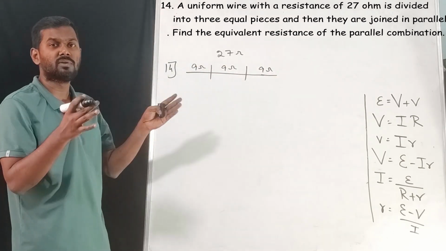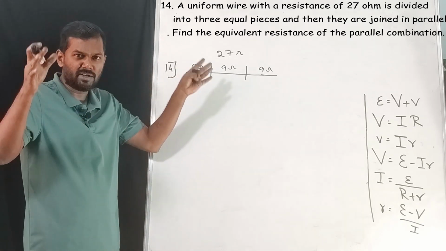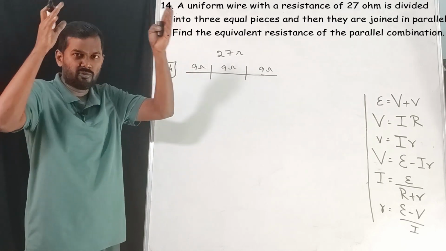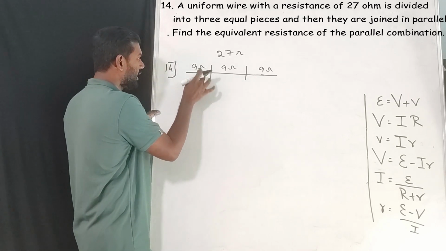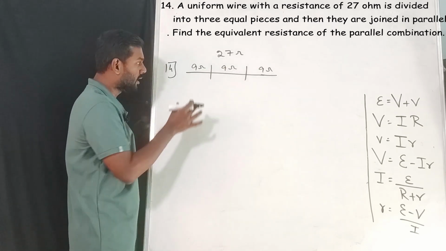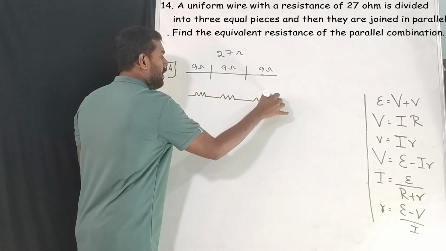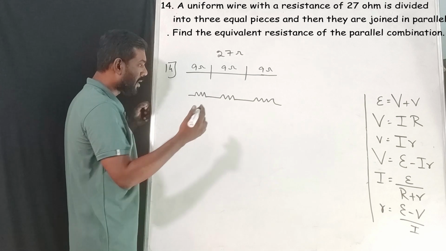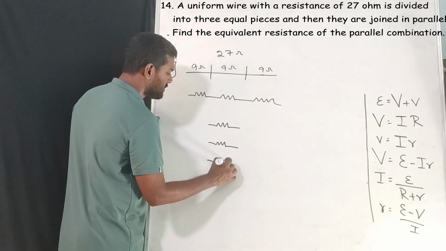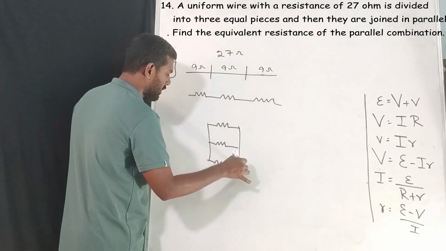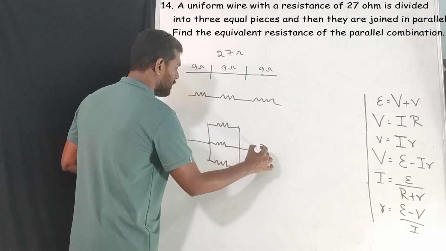Why am I dividing it into equal values? Because in series it will get added once you divide the piece. On a single wire, if you divide the piece, the resistance also will divide equally. Now they are telling to make this combination as parallel. Assume these 3 are 3 different resistors. Now I am going to cut this one and make it a parallel combination like this. First write all the resistors like this and join all of them. Done.